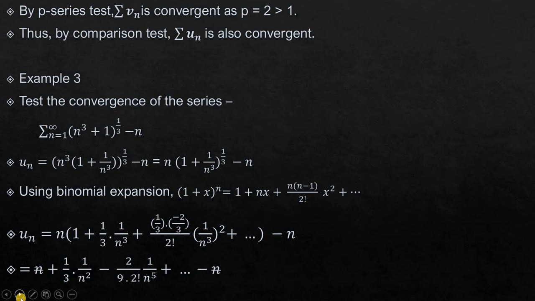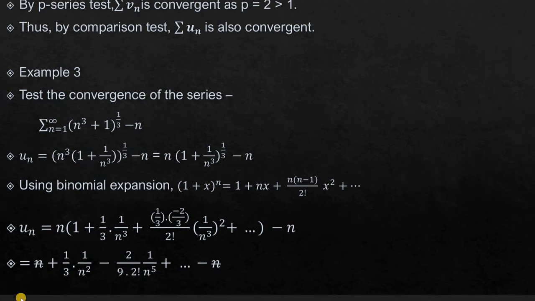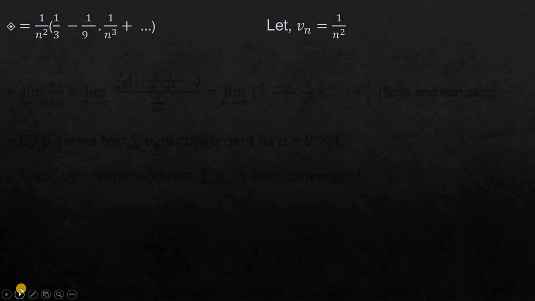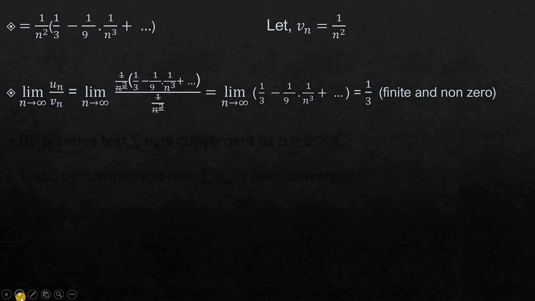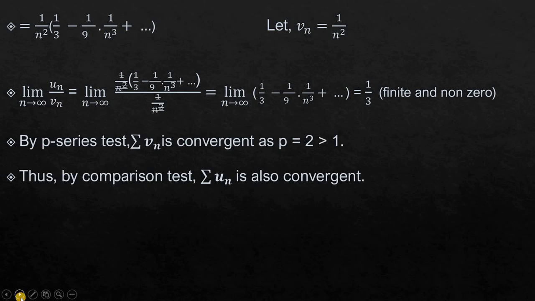So if we proceed, we will get the value of Un equal to 1 over n square into 1 by 3 minus 1 by 9 into 1 over n cube and so on. Thus we will assume Vn to be 1 over n square. Plugging the value in the limit as n tends to infinity of Un upon Vn, we will get the value of the limit 1 by 3, which is finite and non-zero. Thus by p-series test, we will get that Vn is convergent as p is equal to 2, which is greater than 1. And thus we can say by comparison test that sigma Un is also convergent.